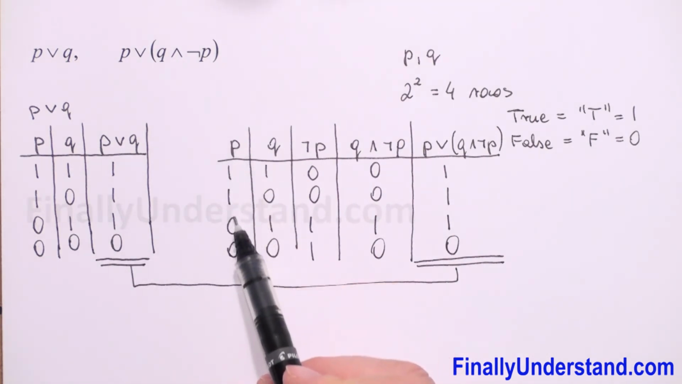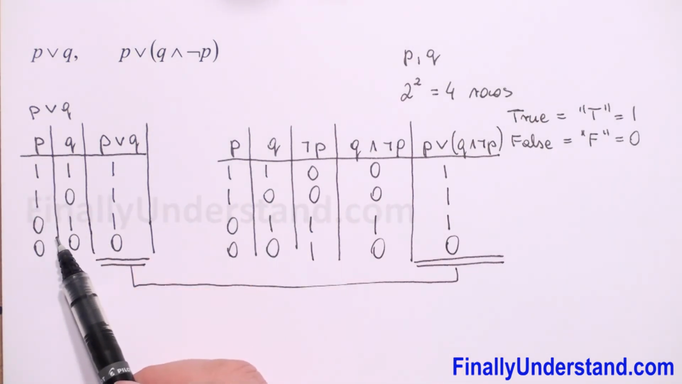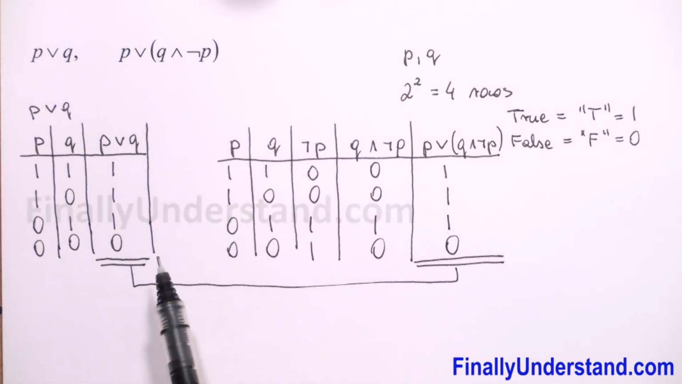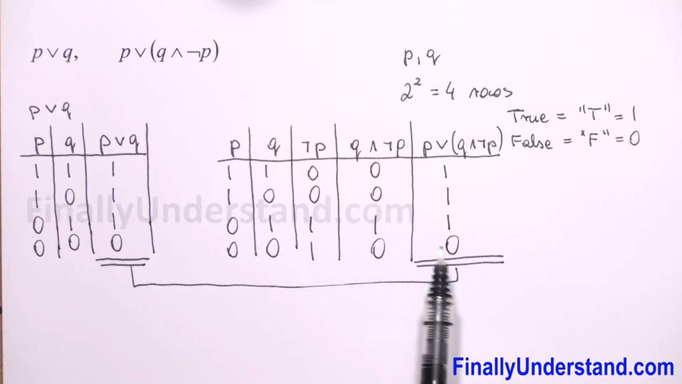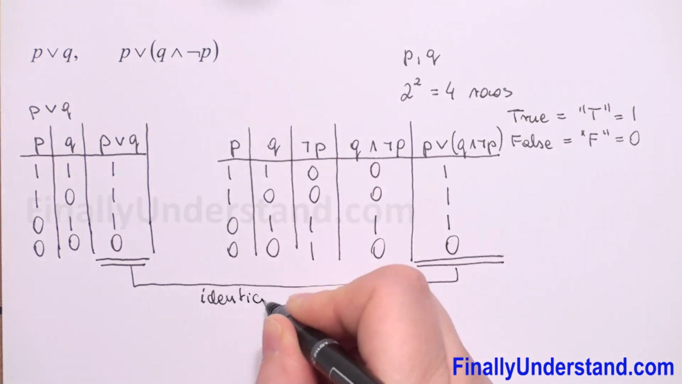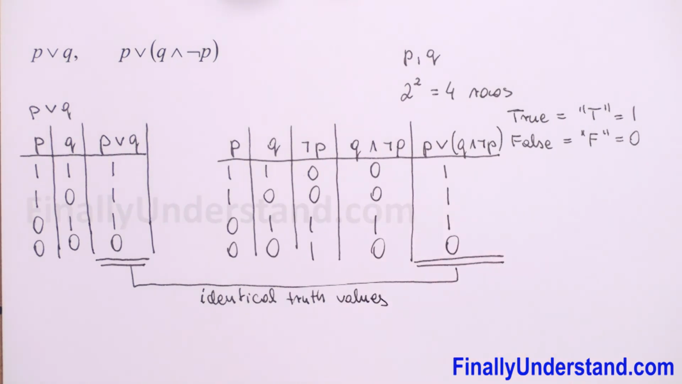Always use the same values for P and Q for the first statement and for the second statement. Don't mix them, because if you mix them, it will be difficult to check. When we have the same values for P and Q, it's very easy to compare only the last columns. Because we have identical truth values, it means that our statements are equivalent. This is my solution.